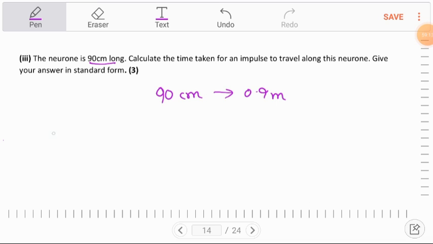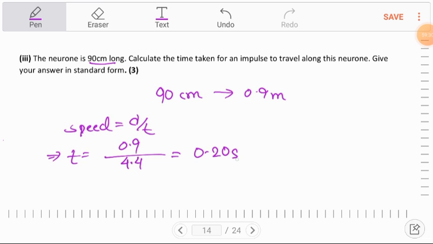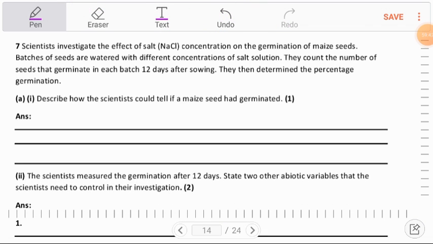So we can use the equation speed equals distance over time. We need to find the time taken for this impulse transmission, so it will be 0.9 over 4.4, and if you calculate it, you get a value of 0.20 seconds. As the question stated, you need to give your answer in standard form. That means it will be 20 into 10 to the power negative 1 seconds. I hope B3 was clear. Moving to question number 7.